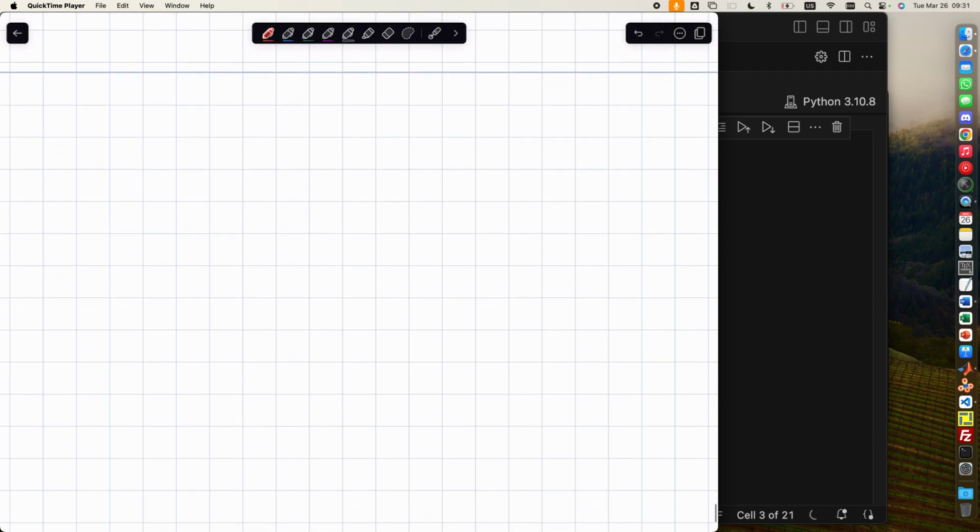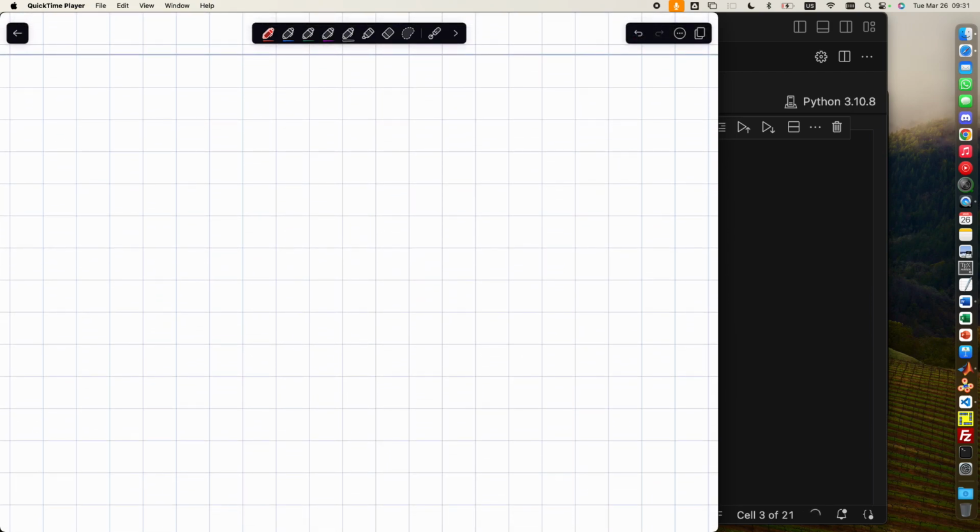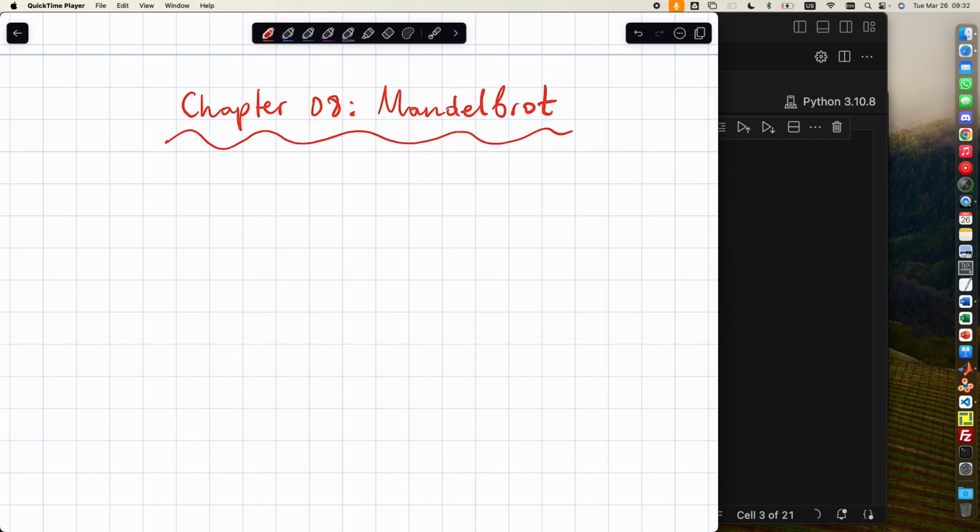Chapter, actually the new half of the course, the second half of the course, chapter 08, Mandelbrot. We passed chapter 7. Do you remember? It was really quick. Okay, we start with the Mandelbrot set.